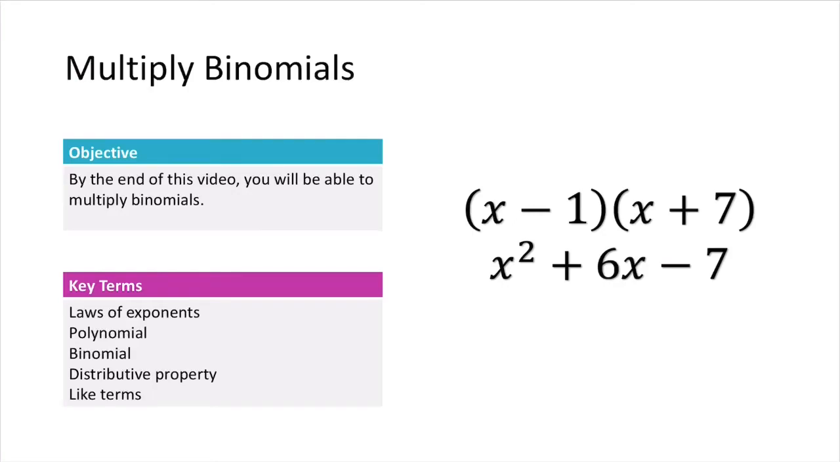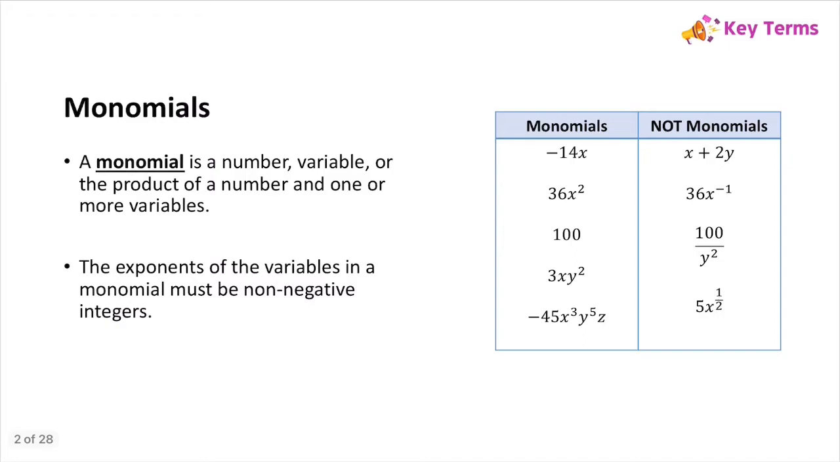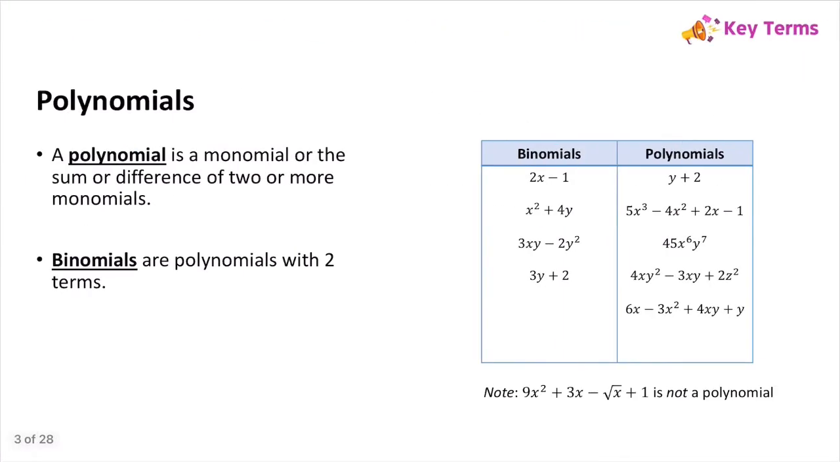So in this video, we're going to review how to multiply binomials. Remember, a monomial is a number, variable, or the product of a number and one or more variables. You can see here we have some examples of monomials and some examples of things that are not monomials. Remember that a polynomial is a monomial or the sum or difference of two or more monomials. Binomials, which we'll be talking about in this lesson, are polynomials that have two terms in them.